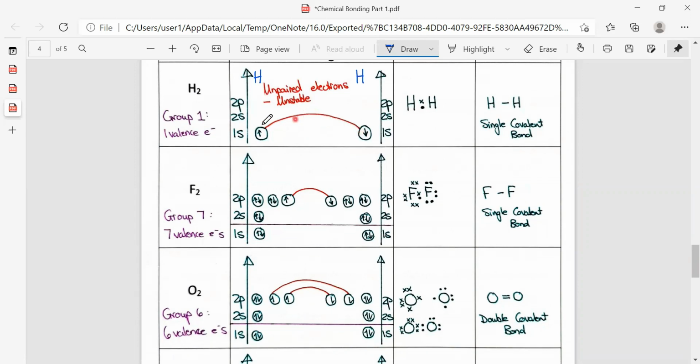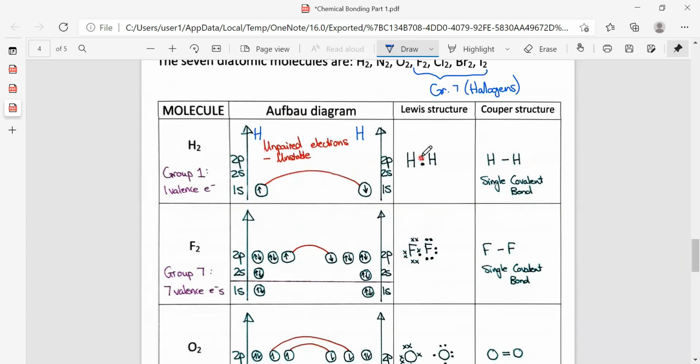When you're going to show that they combine and the orbitals overlap, have one spinning up and the other one spinning down. There's a reason why they must go in opposite directions. I'm not going to go into that now. So I've made this one in my Lewis diagram. I've made this one a cross and that one a dot, or vice versa. So there's my Lewis diagram.